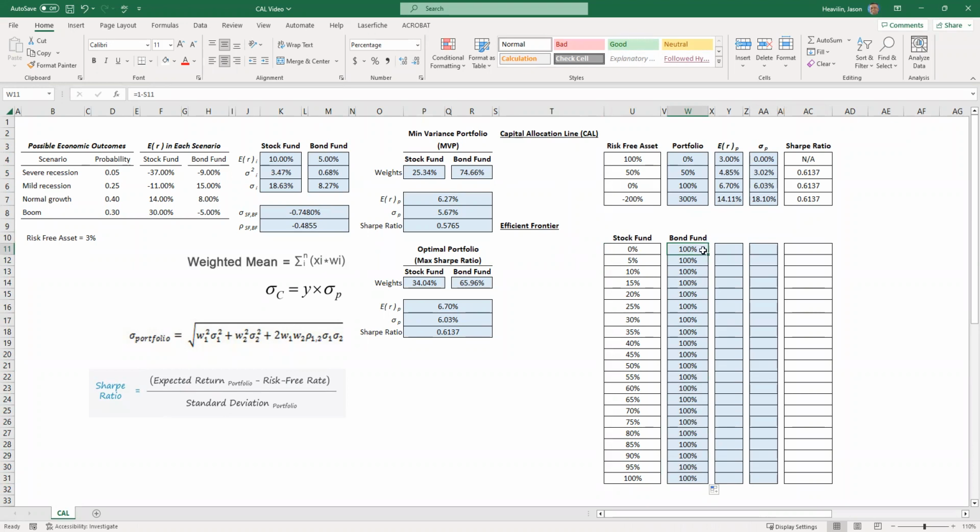Let's try that again. Something got shifted, but there it is. Okay. So notice 0, 100, 595, 1090, etc. So let's calculate the expected return of these combinations, these portfolios.